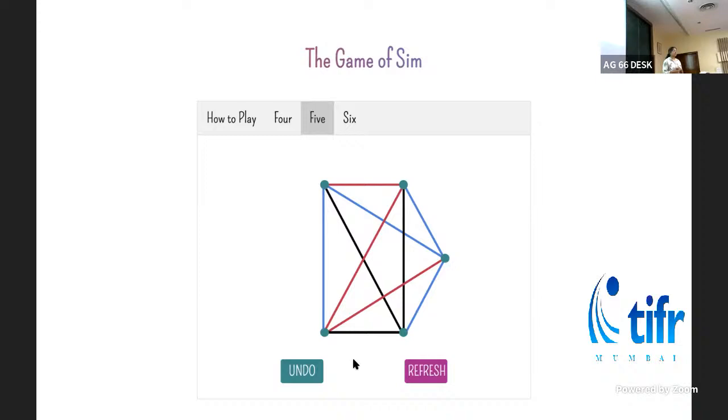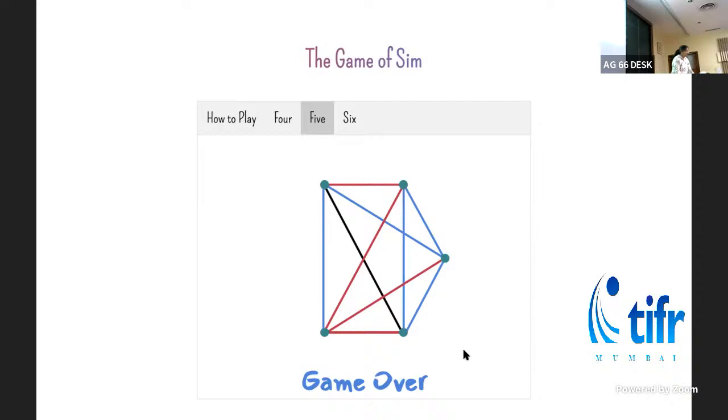So if you choose the bottom edge, then no matter which edge I play, I'm stuck with a blue triangle. Do you see that? So let's go ahead and play the bottom edge. And now if I take the diagonal, that's a blue triangle. And if I take the straight edge, that's a blue triangle as well. Okay, so that's game over for the blue player. Okay, cool.